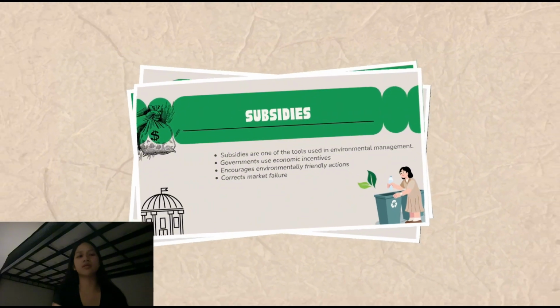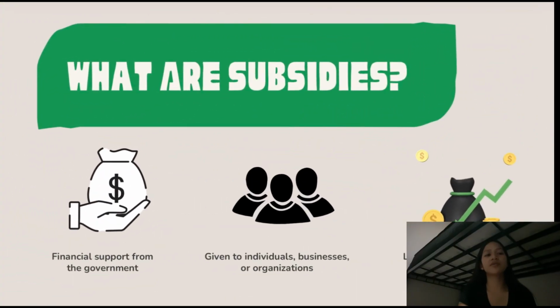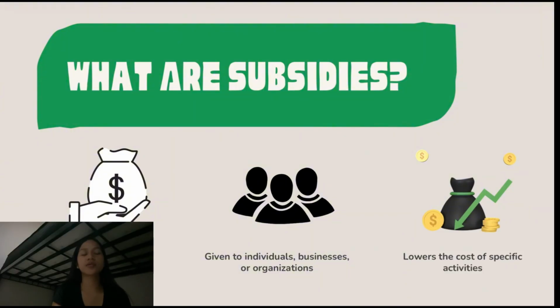So what are subsidies? Subsidies are financial support from the government. They are given to individuals, businesses, or organizations. They reduce the cost of specific activities. For example, the government helps pay part of the cost for installing solar panels. And actually, subsidies can also come in forms like grants, loans, or tax reductions.